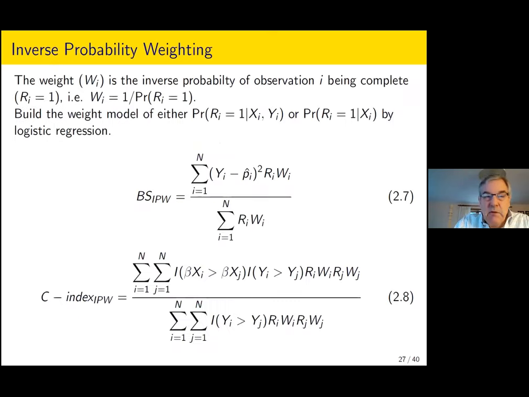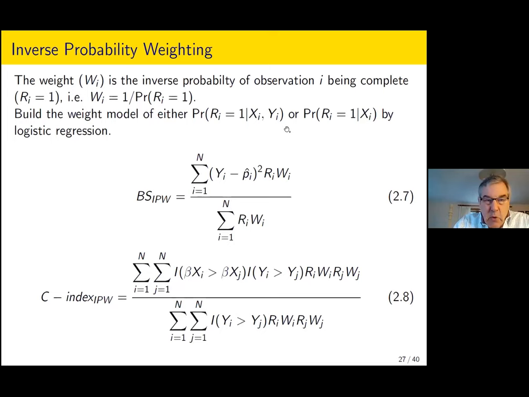Okay, let me do inverse probability weighting first. It's a bit easier to conceptualize. So here's the inverse probability weighted version of a Brier score. You do a weighted average of the complete cases. And what are those weights? You build a model for the probability of observing X, the probability that X is not missing. Take the inverse of that, those are the weights, and you just apply them to the complete cases, a weighted version of it. So you have to build a model for the probability of missingness.